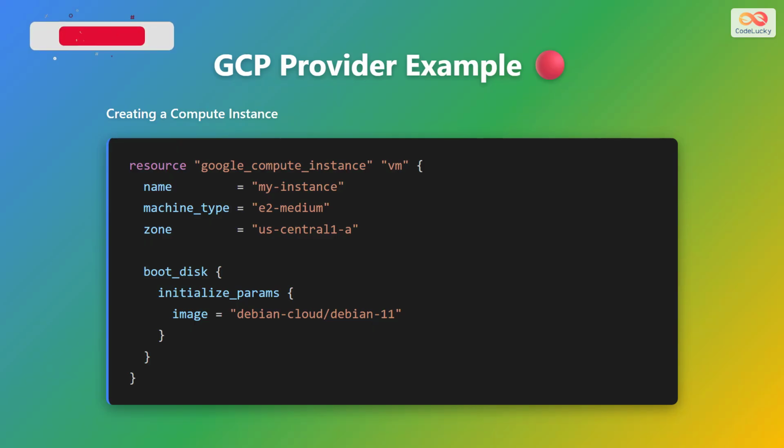For Google Cloud Platform, let's create a compute instance, which is GCP's equivalent of a virtual machine. The resource type is google_compute_instance. We specify a name, the machine type e2-medium, which determines the CPU and memory, and the zone, us-central1-a, for the location. The boot disk block defines what operating system image to use. In this case, we're using Debian 11 from the Debian Cloud Images. This nested configuration structure is common in GCP resources.